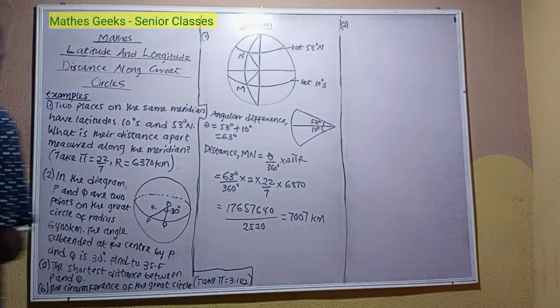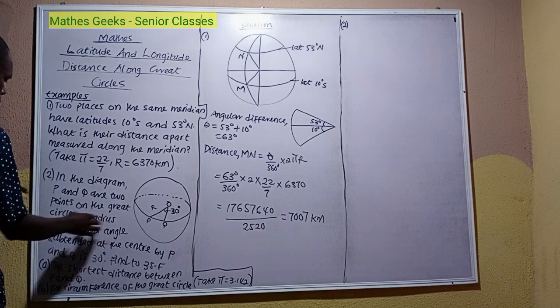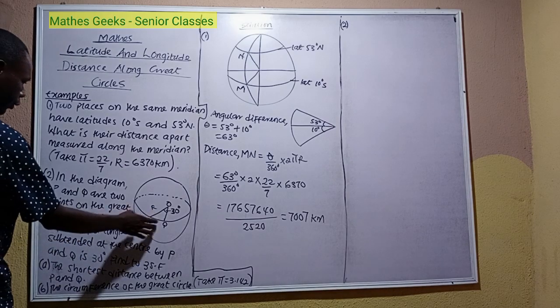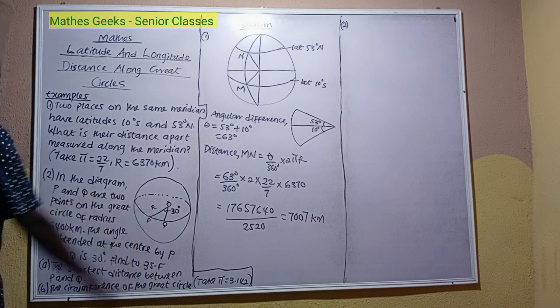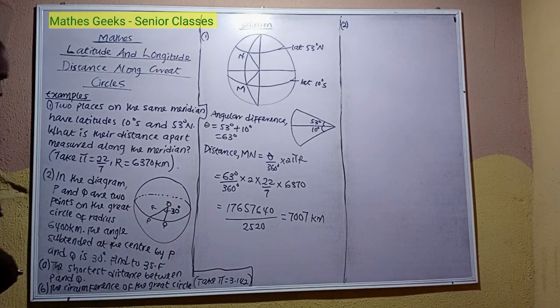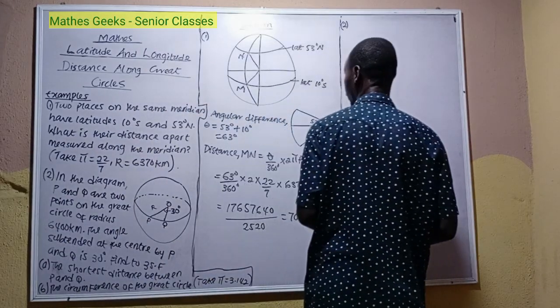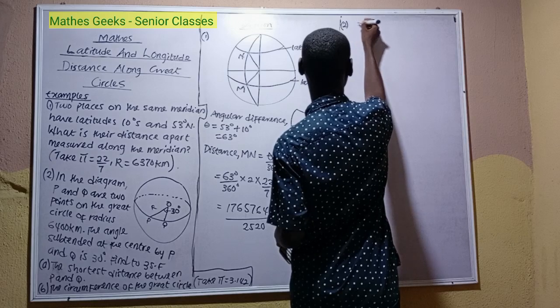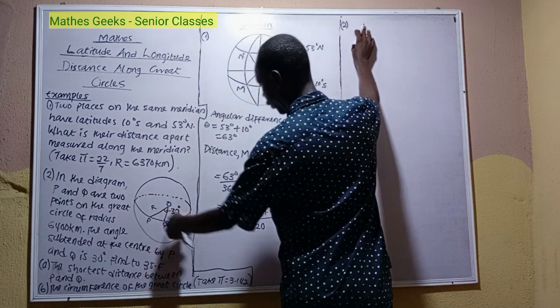So in the diagram, P and Q are 2 points on the great circle of radius 6,400 kilometers. So this is a great circle. It's measured along the equator. The angle subtended at the center by P and Q is 30 degrees. Find, to three significant figures, A, the shortest distance between P and Q. The shortest distance between any 2 points is the distance along a great circle. So the distance between P and Q is the minor arc PQ.